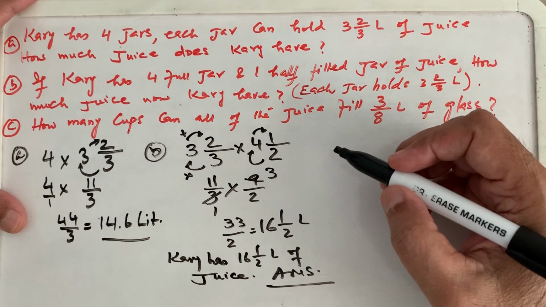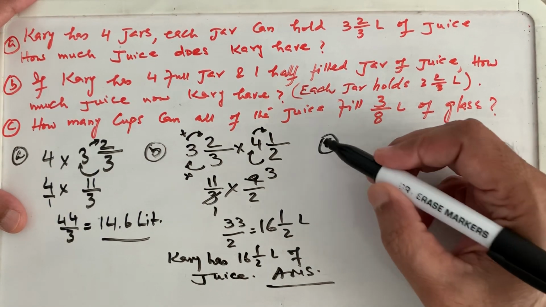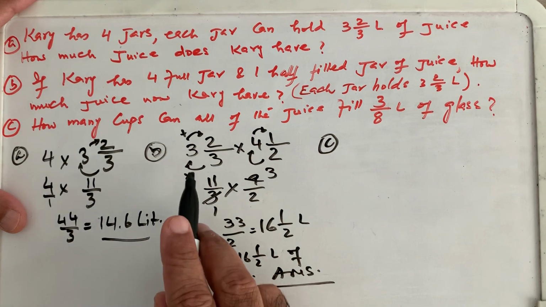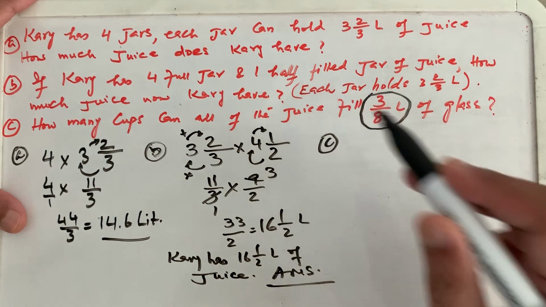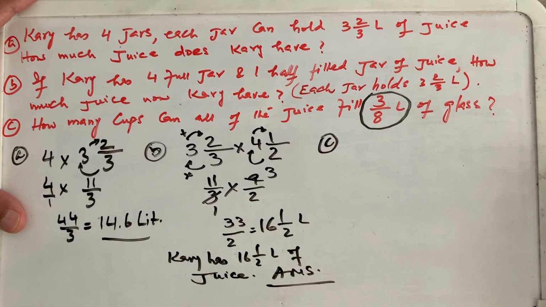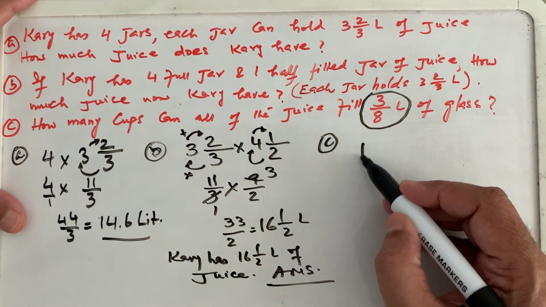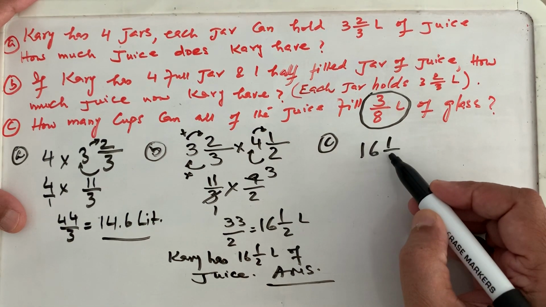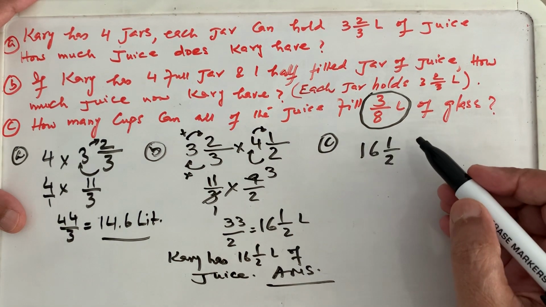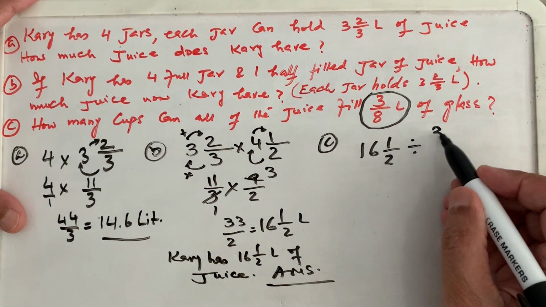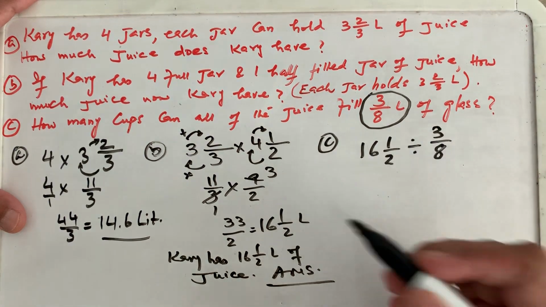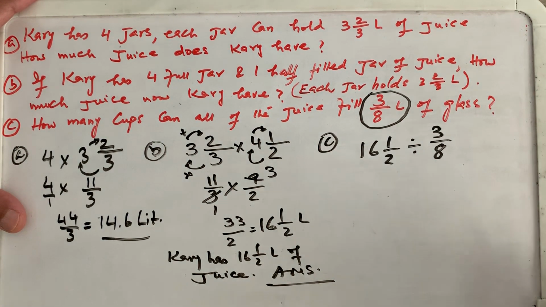So now C part. How many cups can all of the juice fill, if each glass is 3 by 8 liter? If you want to fill up 3 by 8 liter glasses, how many glasses can she have, right? So how much juice does she have? 16.5 liters of juice, right? And she has to fill what? 3 by 8 liter glasses. So you have to divide to find how many glasses she can make.